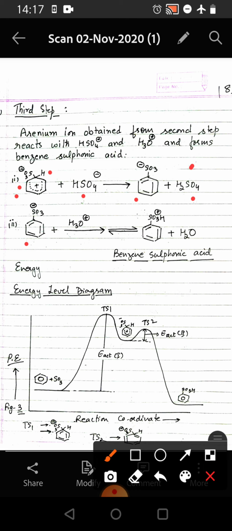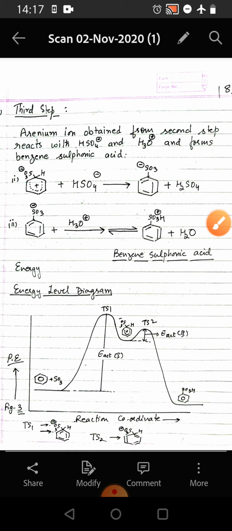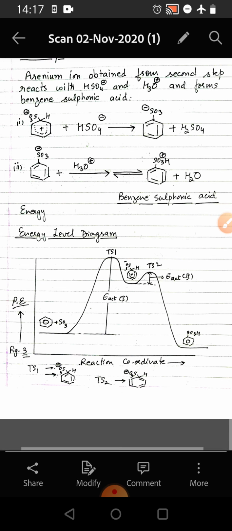Now this C6H5SO3 minus reacts with H3O and abstracts a proton from this H3O, which gets attached to the SO3 minus, and we get benzene sulfonic acid, that is C6H5SO3H, and water is retained, or you can say the water is formed from the H3O.